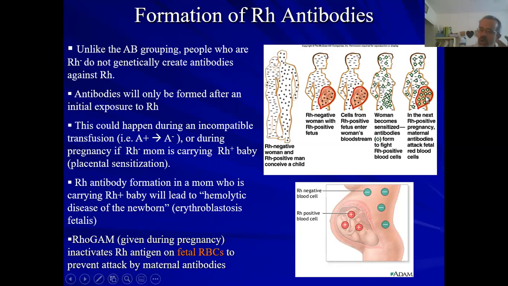Normally in most countries, I don't know about all, there's a precaution that's taken. Any woman who's Rh negative and is pregnant is routinely given a drug called RhoGAM, which will inactivate the Rh antigen on the fetal red blood cells so the mother does not see the Rh antigen. It's a way of masking them, so the mother can't make antibodies against something that she doesn't see.